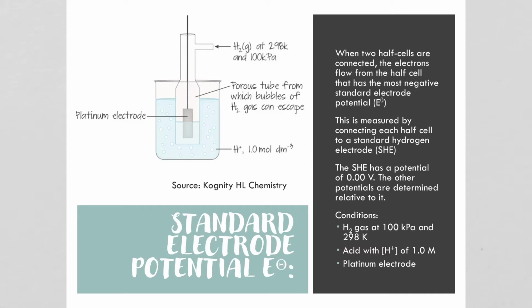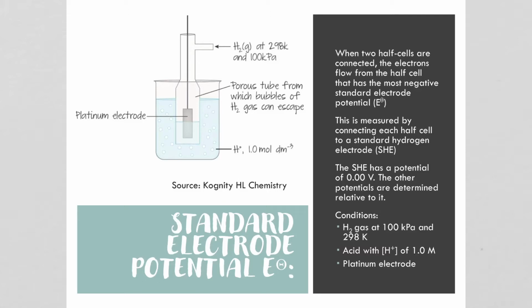flow from the half cell that has the most negative standard electrode potential. And that's measured. We figure out what those are by connecting each half cell to a standard hydrogen electrode, or an SHE. The standard hydrogen electrode has a potential of 0.00 volts. The other potentials are determined relative to it. So sometimes they'll have a negative reading and sometimes a positive reading, depending on their ability to oxidize or reduce.